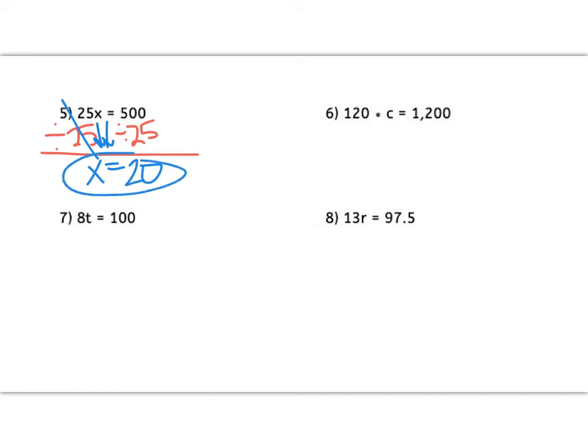Number 6, 120 times c equals 1,200. So since I'm multiplying 120 to the c, I need to divide by 120 on both sides. Multiplying and dividing by 120 are opposite operations, which means they cancel each other out. I'm going to bring down my c, I'm going to bring down my equal sign, and then I'm going to take 1,200 and divide it by 120, and I'm going to get 10.